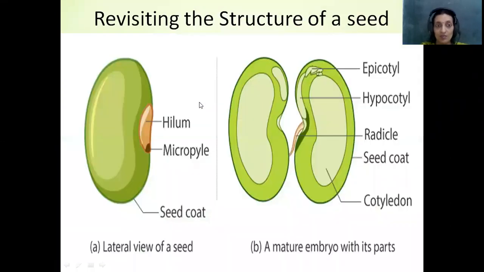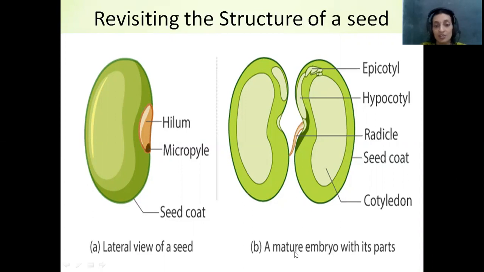So here, first you will start with a revisit of the structure of the seed. In our previous class, you have learned about the internal and external structure of the seed. This is a lateral view of a seed where you will find these parts: the hilum, a scar on the seed; the micropyle, the hole through which the water enters inside the seed; and the seed coat. The outer covering of the seed is called the seed coat. The outer layer is called the testa, and the inner layer is the tegmen.